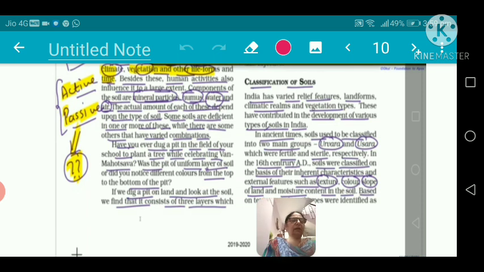The first soil that I told you, alluvial, is further categorized into two types: Bhangar and Khaddar. Khaddar is new soil, and Bhangar is old soil. And in ancient times, this soil was known as Unvara and Usnara.